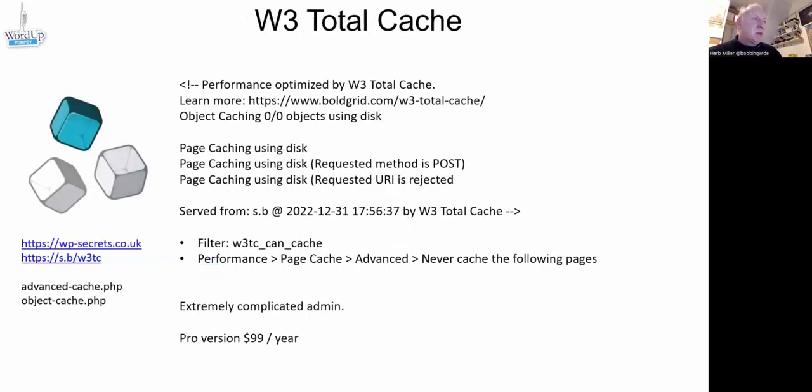W3 Total Cache has all these complicated ways of caching, and it will provide that information in the comments at the end. And there you go: performance, page cache, advanced, never cache the following pages. That's how you find out where to exclude your stuff. It uses advanced cache and object cache. And you can buy a pro version, which costs you $99 a year.